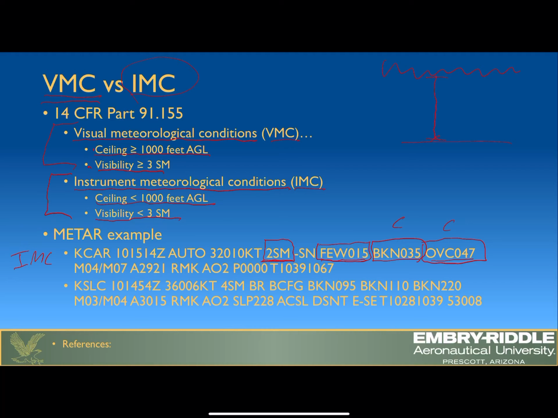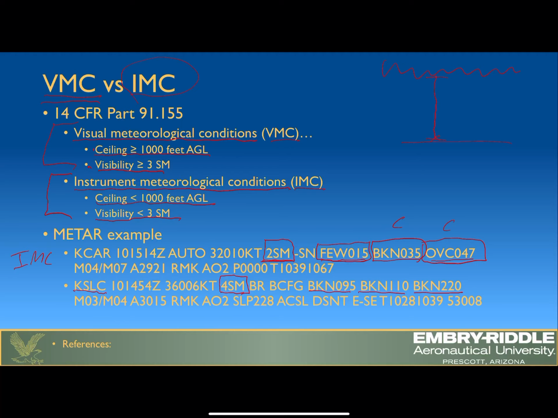Now let's look at the second one, KSLC, and that's Salt Lake City. Again, we're looking for two bits of information, our visibility and then our ceilings. Our visibility is 4 statute miles, so we are greater than 3 statute miles. So far, we are in VMC. And then if we look at our ceilings, we have broken at 9,500, broken at 11,000, and broken at 22,000. So we have several layers.